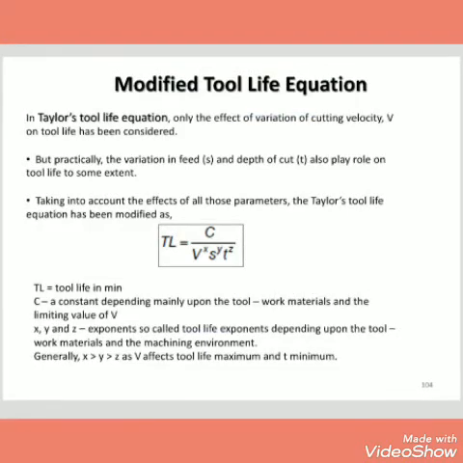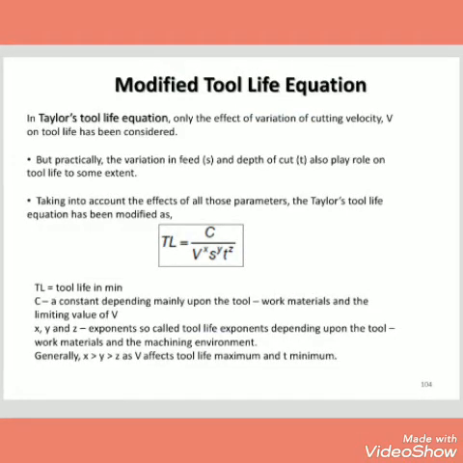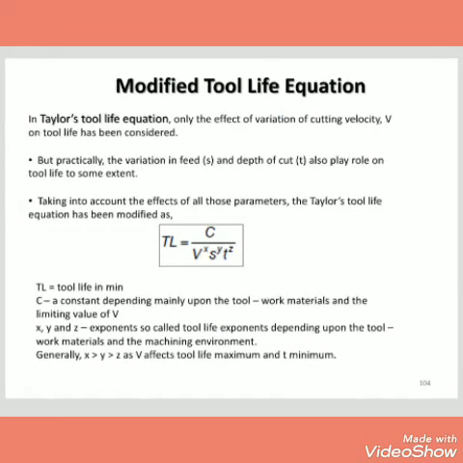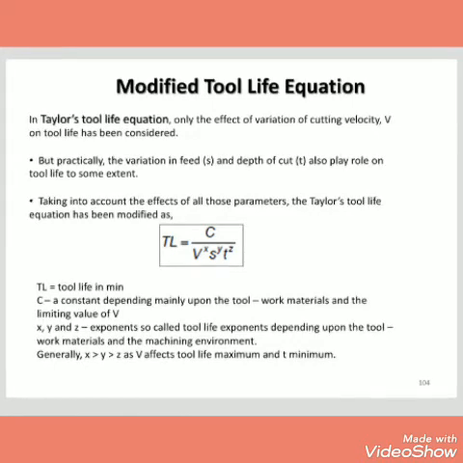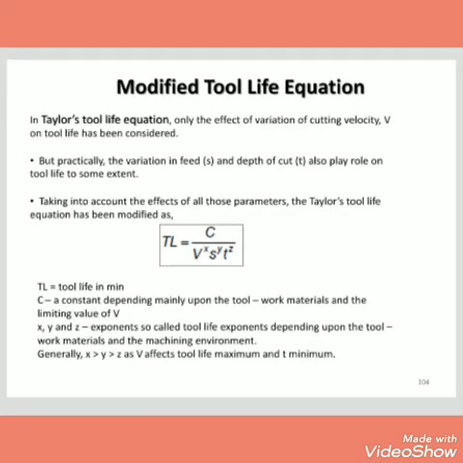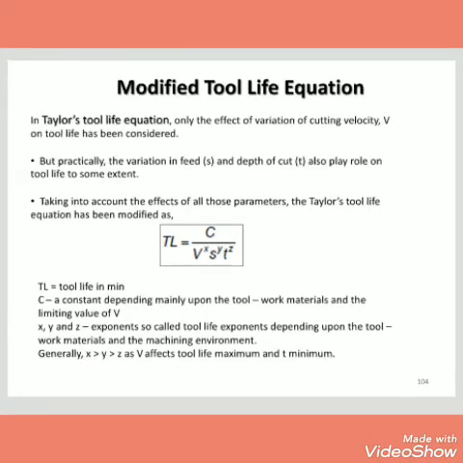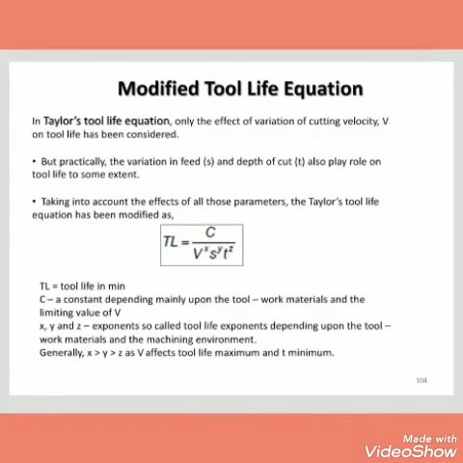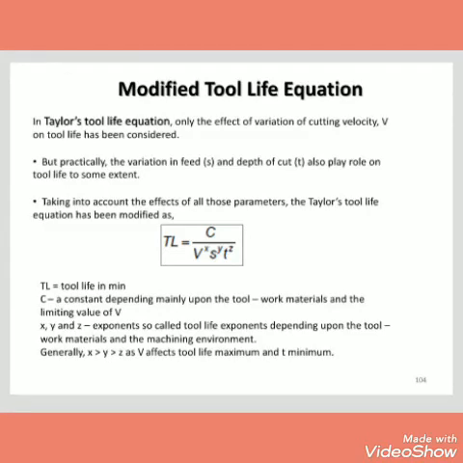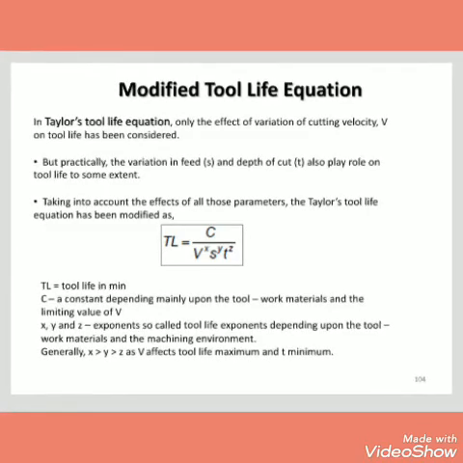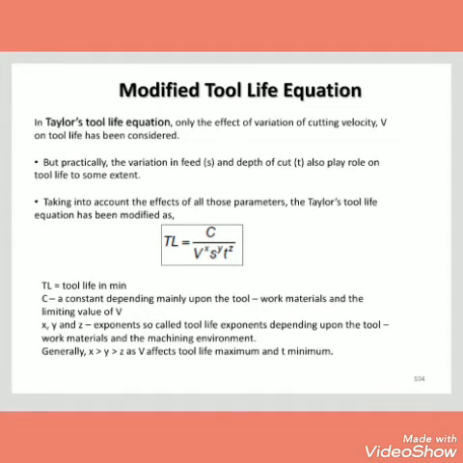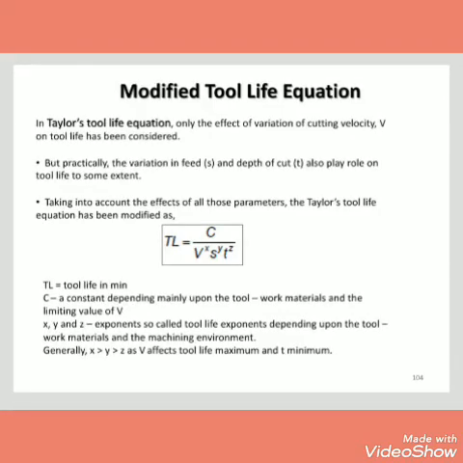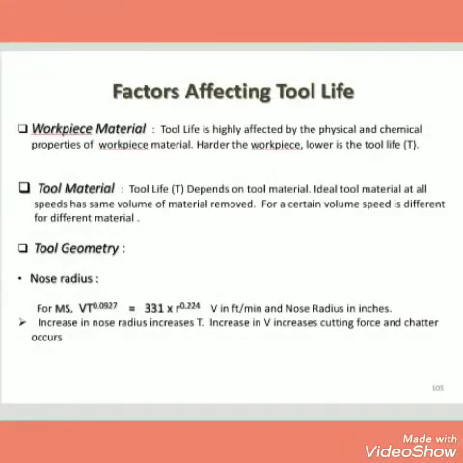Next is the modified tool life equation. In Taylor's tool life equation, only the effect of variation of the cutting velocity V on tool life has been considered, but practically the variation in feed and depth of cut also plays a role in tool life to some extent. That is the most important point here. Taking into account the effects of all those parameters, Taylor's tool life equation has been modified to T_L = C / (V^x S^y t^z), where T_L is the tool life in minutes, C is a constant depending mainly upon the tool, the work material, and the limiting value of wear, and x, y, and z are exponents.